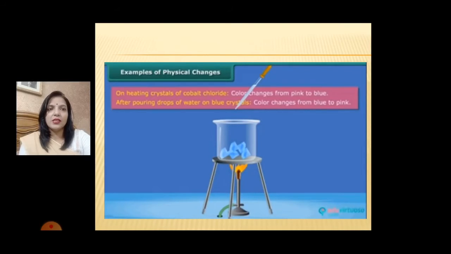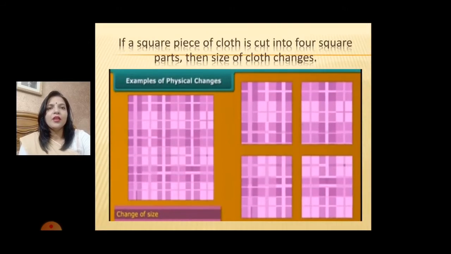Some other examples of physical changes are the water cycle. The water that is evaporated from the earth comes back by various processes to the earth in the form of rain, etc. And then making of ice cream. The milk becomes solid, forms ice cream, and when it melts, it comes back to its original liquid form.